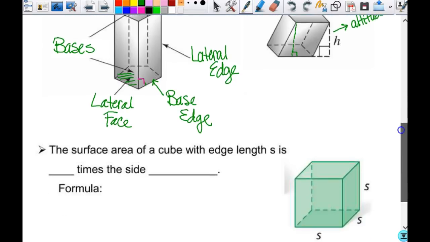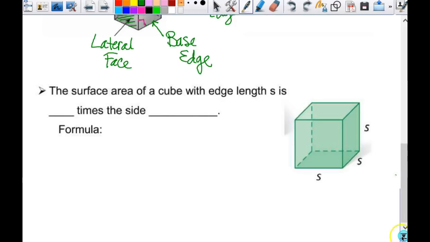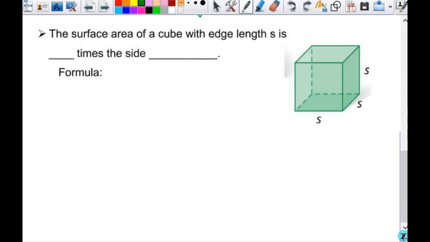So let's look at the surface area of a cube. Now, is a cube a prism? Yes. It is a square prism or a rectangular prism, so it's still a prism. And you can still use that formula that goes along with it, all right? But there's also simpler formulas.